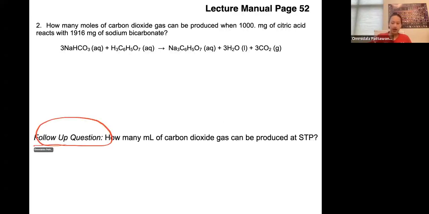Okay, so it's asking you how many milliliters of CO2 can be produced at this condition. So let's go ahead, pause the video and complete number 2, and then we can check the answer together. All right, so let's take a look at your work.